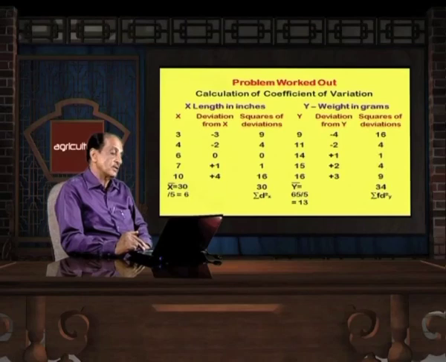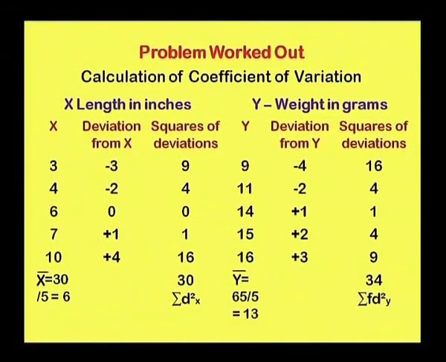Now, squares of deviations. Square of 3 is 9, square of 2 is 4, plus 1 squared is 1, and square of 4 is 16. In this way, we calculate the summation of d square x, that is 30. In this way, we also calculate deviations for weight in grams, that is y: 9, 11, 14, 15 and 16, and we get deviations in the same manner in which we calculated them for x.